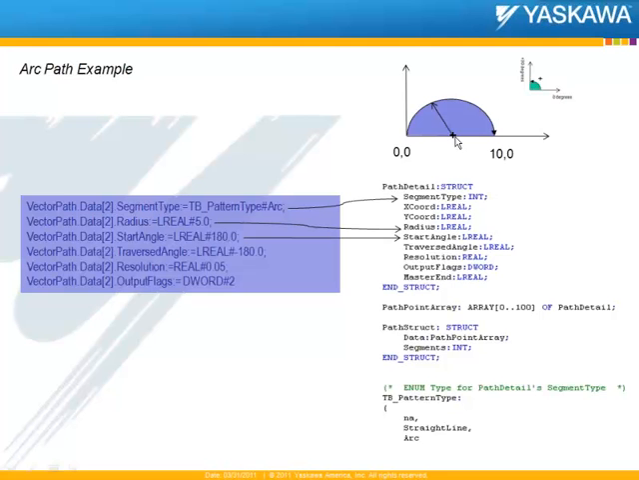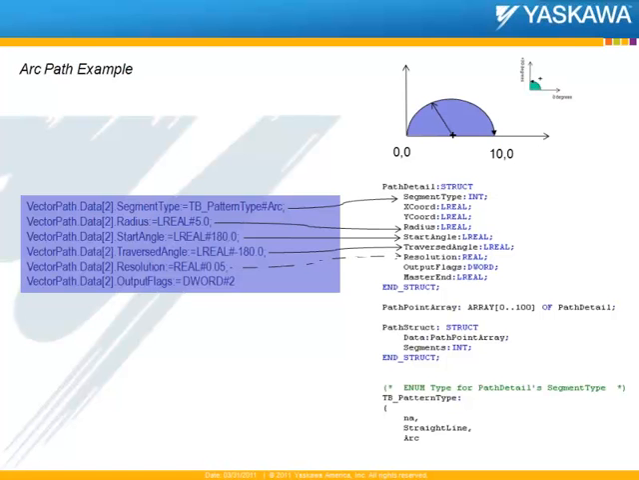So if you were here, you're 0, you're starting from this point, which is 180 degrees from 0. And then your traversed angle is basically the angle that is traversed from your start point. And since it's a negative 180, or you're going in a clockwise fashion, you're basically traversing negative 180 degrees. And then I give it a resolution of 0.05 since it's an arc, and I'm setting an output flag in this example here.